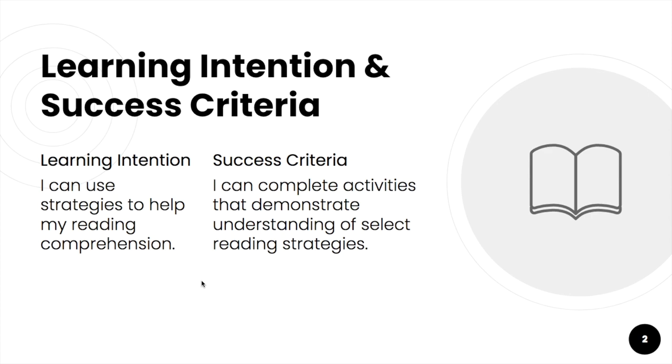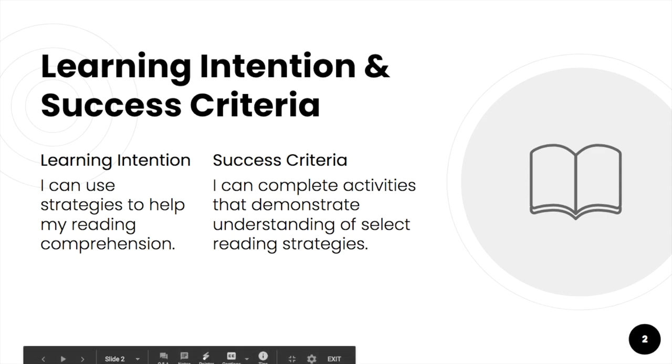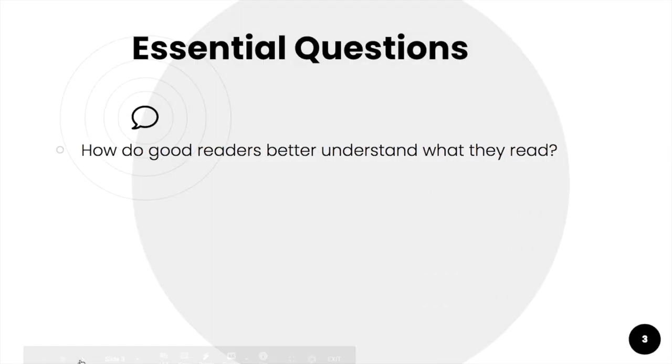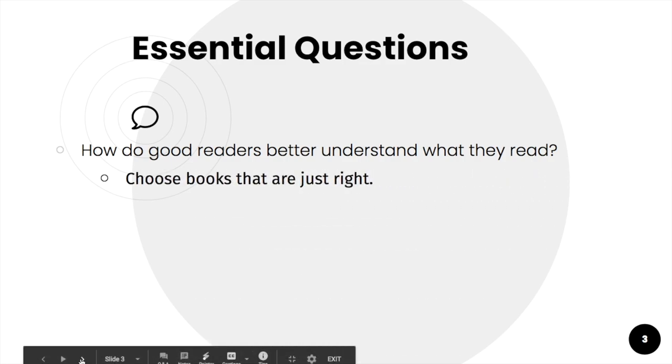Your learning intention is that I can use strategies to help my reading comprehension, and success is I can complete activities that demonstrate understanding of select reading strategies. Essential question: how do good readers better understand what they read? This was a question that we explored before the holiday break, when we talked about summarizing, which is one of our reading strategies.